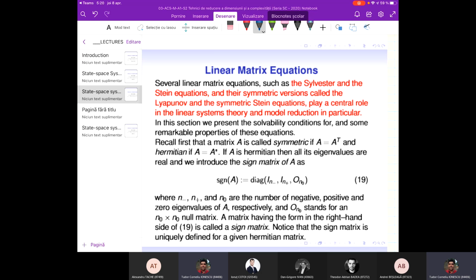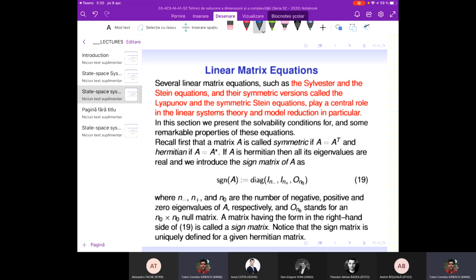When does this equation have a unique solution? This is more important, okay? So we have to present or recall some solvability conditions and some remarkable properties of such equations. First of all, just some recollections of some mathematical notions.